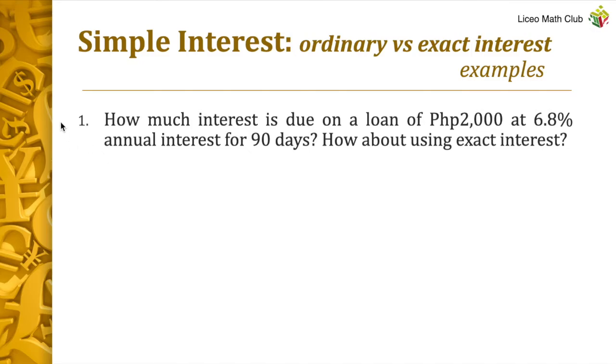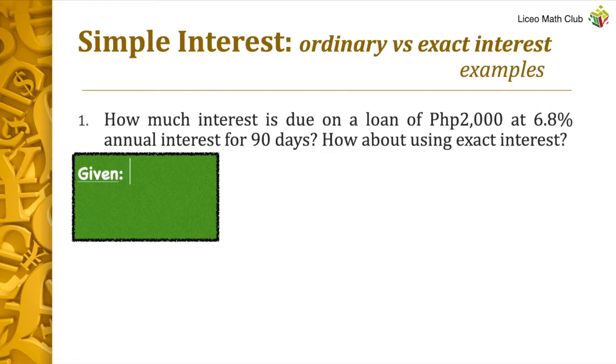So we're going to write the given here. For the given, it's very clear that we have 2,000 pesos here. What is this 2,000? This is our principal amount, the loan that you got. That's 2,000 pesos. What else is given? We can see the number of days. Let's call that D, 90 days. That's our D, number of days.